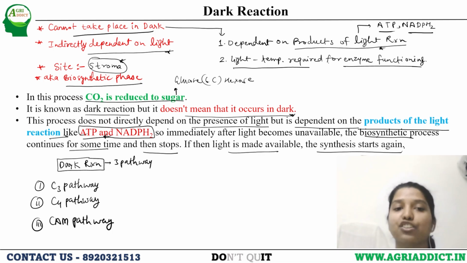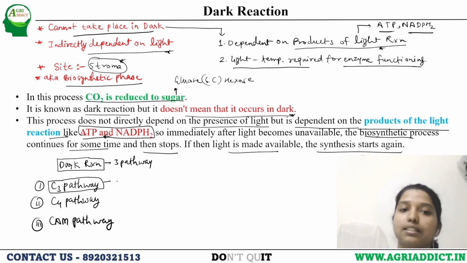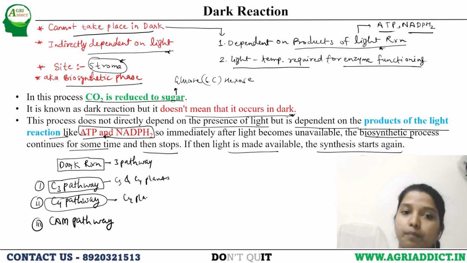Now, the dark reaction is divided into 3 pathways based on the type of plant in which it is taking place. So, first is the C3 pathway. The C3 pathway is taking place in C3 and C4 plants, whereas the C4 pathway is taking place in C4 plants. Okay, C3 plants means like rice, wheat.